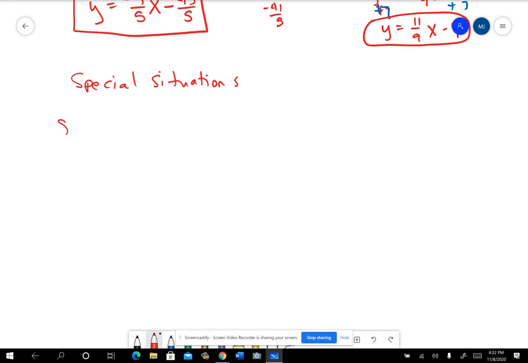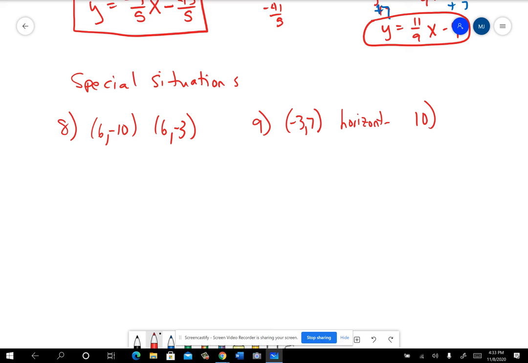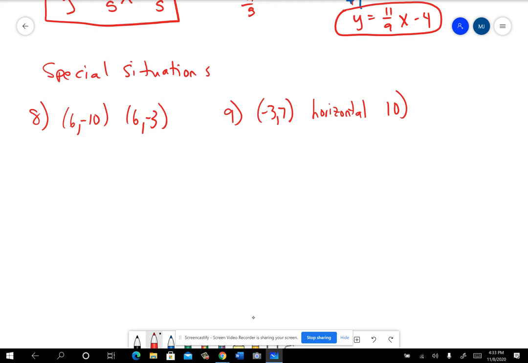Let's take a look at number 8, number 9, and number 10. They all kind of go together. These are 3 that are the same type of special situations. All right, so on number 8, we've got 2 points. And on number 9, we know the line goes through 1 point, the point -3, 7, and we're told the line is horizontal. And then on number 10, we know the line goes through the point 2, -8, and we know the line has an undefined slope.